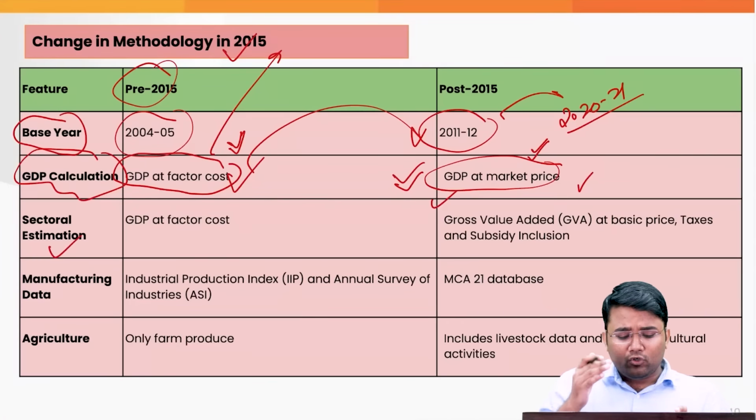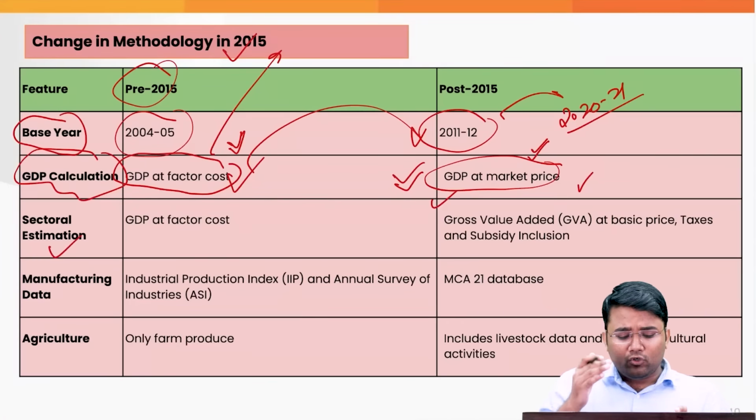What is this? Let me explain it to you. Earlier, we were calculating it only on the basis of factor cost. But now, what we have seen is that we are calculating GVA at basic price. Means we are also adding the production tax and production subsidies, and also the product tax and the product subsidies.